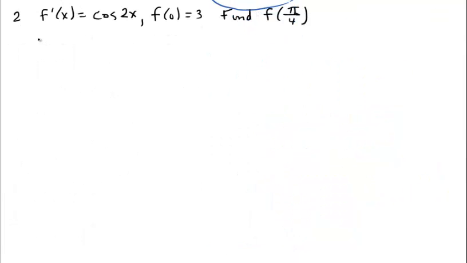Okay, so both methods on this one as well. For the first method, it's anti-differentiation: find the constant of integration and then evaluate the function you find at pi over 4.